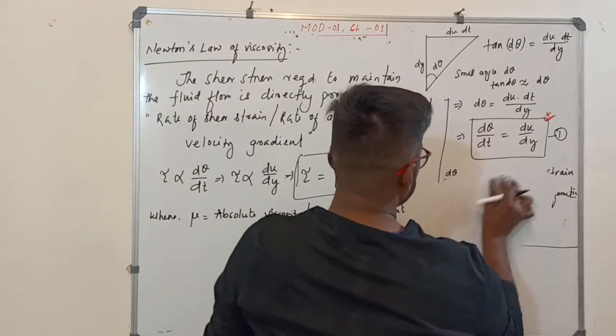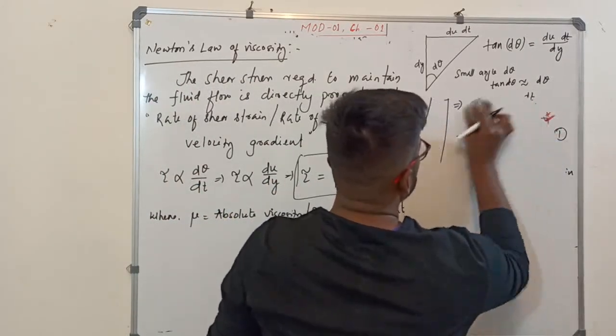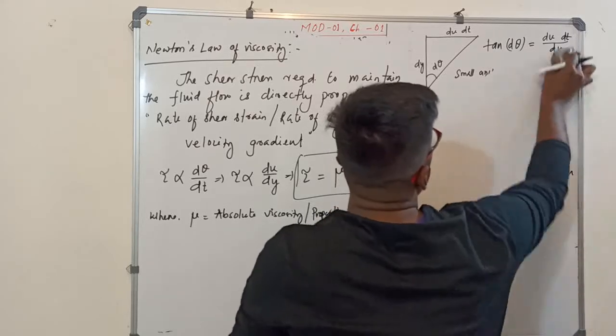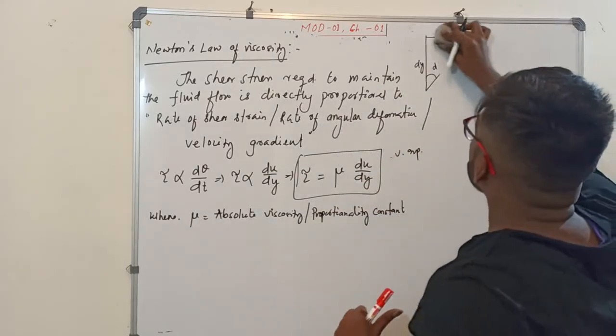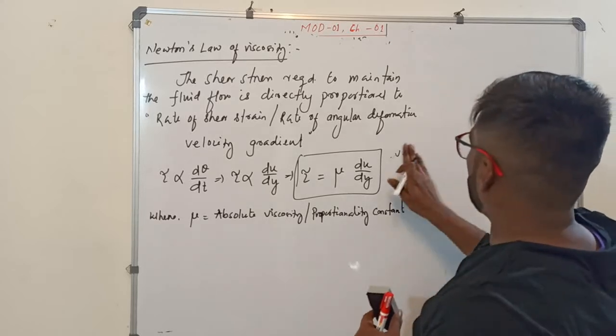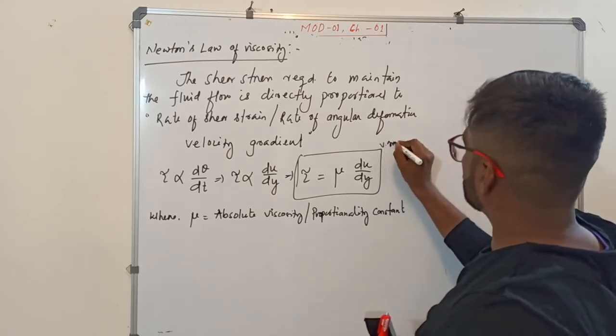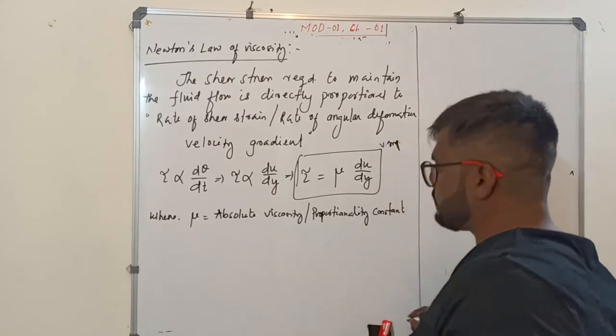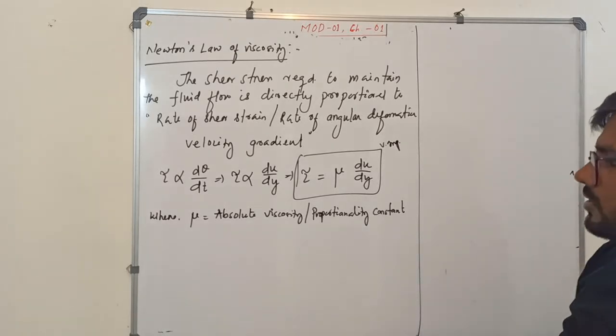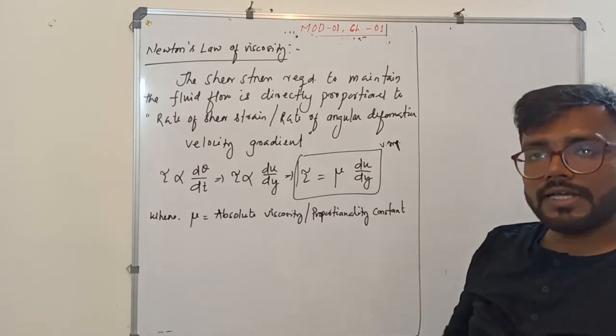Now, if you remember, क्या सर हमको क्या याद रखना है, कितना पढ़ा रहे हो सर? नहीं भाई, विस्कोसिटी इज वेरी इंपॉर्टेंट, आपको समझना पड़ेगा. No other escape from this. ठीक है? But mu is the absolute viscosity and proportionality constant.